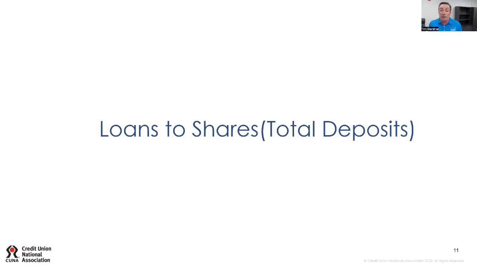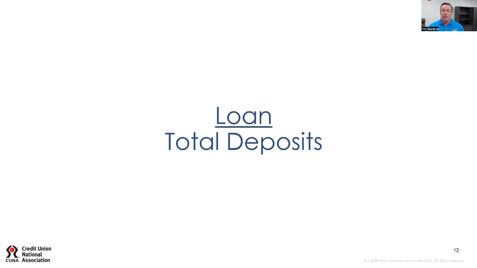When credit unions were started, the only type of deposit product that we had was regular shares. Well, now we have any deposit product imaginable. So the ratio is actually total loans over total deposits. And this ratio tells us what percentage of deposits are out in loans.